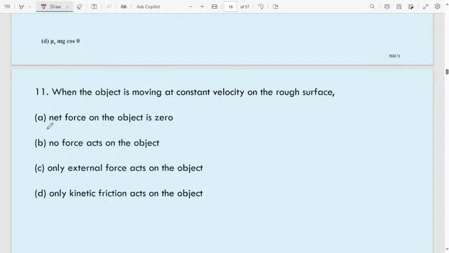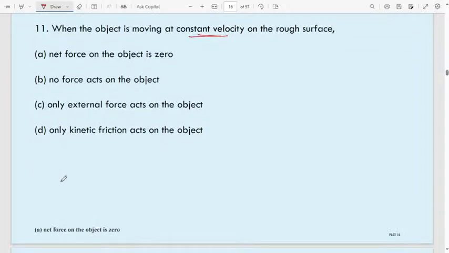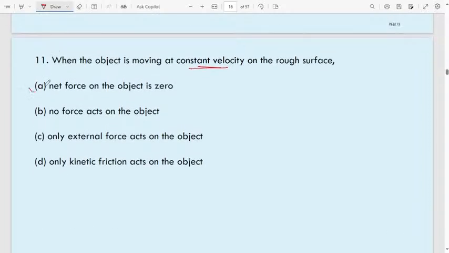Let us take the next question, question number 11. When the object is moving at constant velocity on a rough surface: option A, the net force on the object is 0. Option B, no force acts on the object. Option C, only an external force acts on the object. Option D, only kinetic friction acts on the object. The correct answer for this question is option A, the net force on the object is 0.